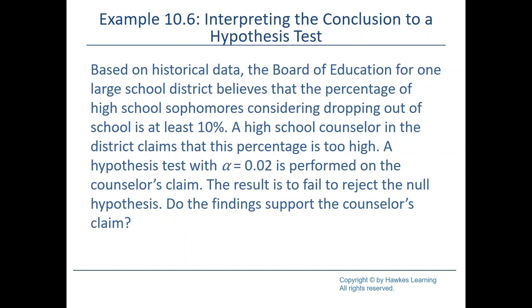Okay, so let's try this again. Based on historical data for one Board of Education for a large school district, it's believed that the percentage of high school sophomores considering dropping out of high school is at least 10%. Now, a high school counselor in the district claims that that percentage is too high. A hypothesis test with a level of significance of 0.02 is performed on the counselor's claim, and the result was fail to reject the null hypothesis. So did the findings support the counselor's claim?